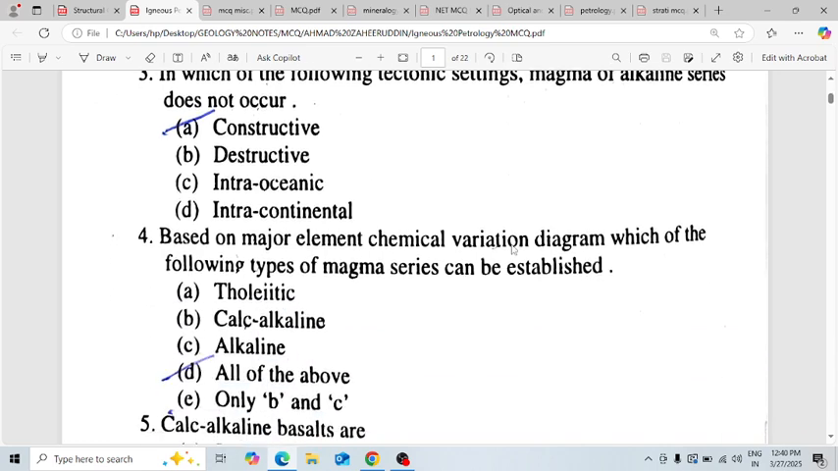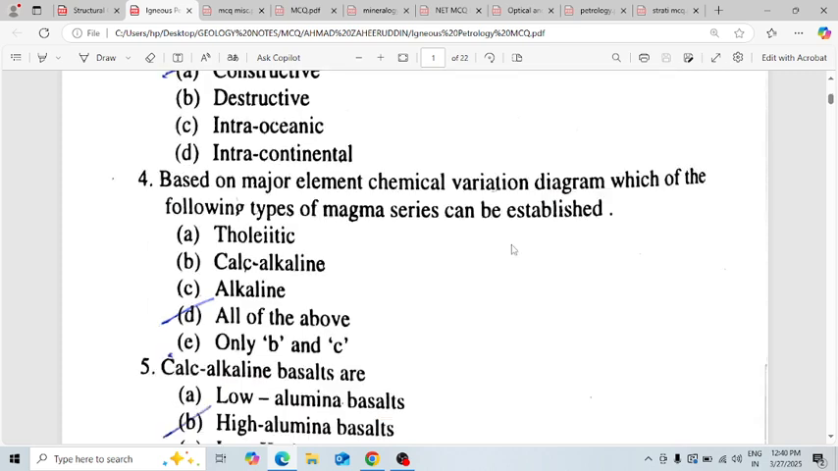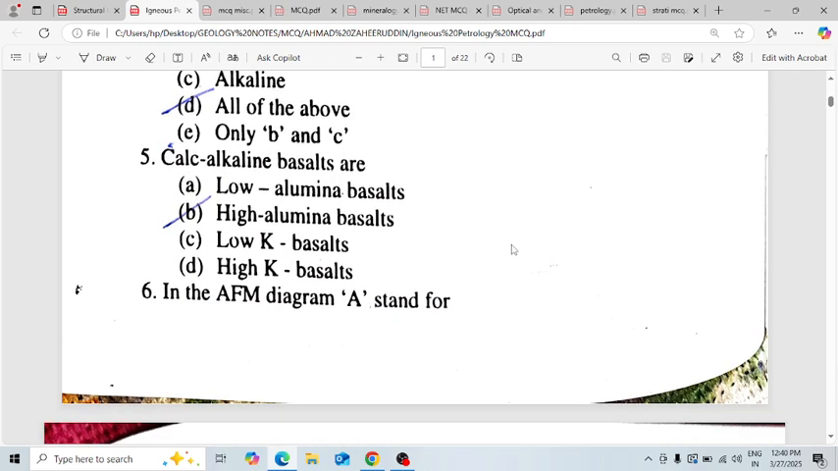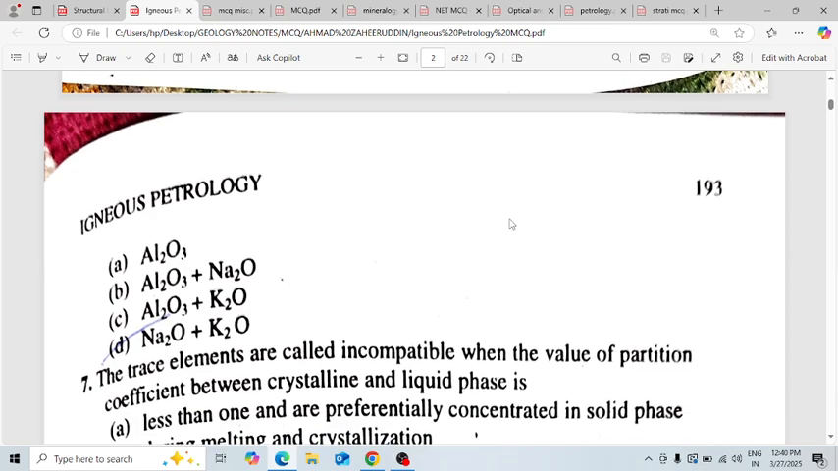Constructive. Based on major elemental chemical variation diagram, which of the following types of magma series can be established? Tholeiitic, alkaline. Calc-alkaline basalts are high alumina basalts. In the AFM diagram, A stands for Na2O plus K2O.